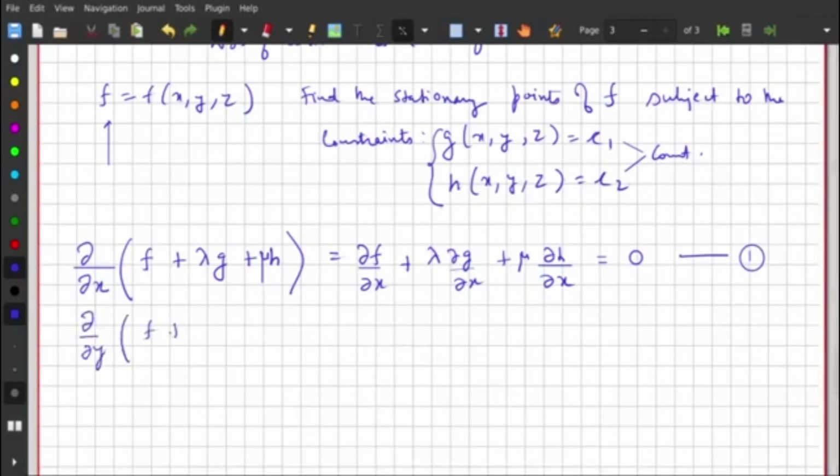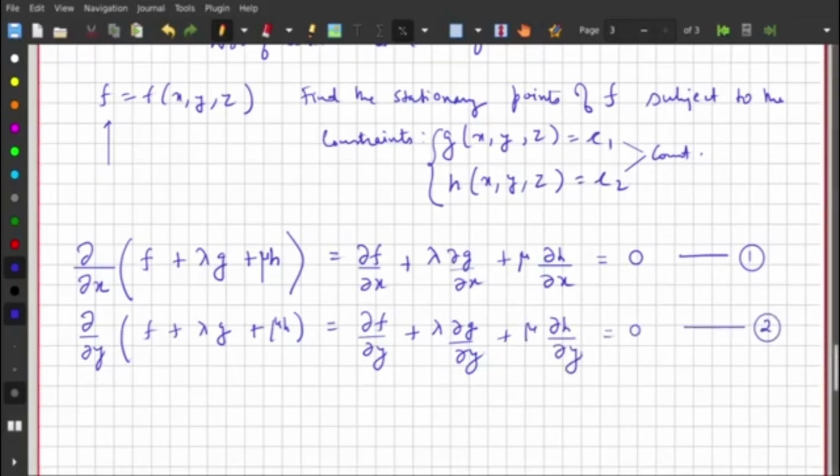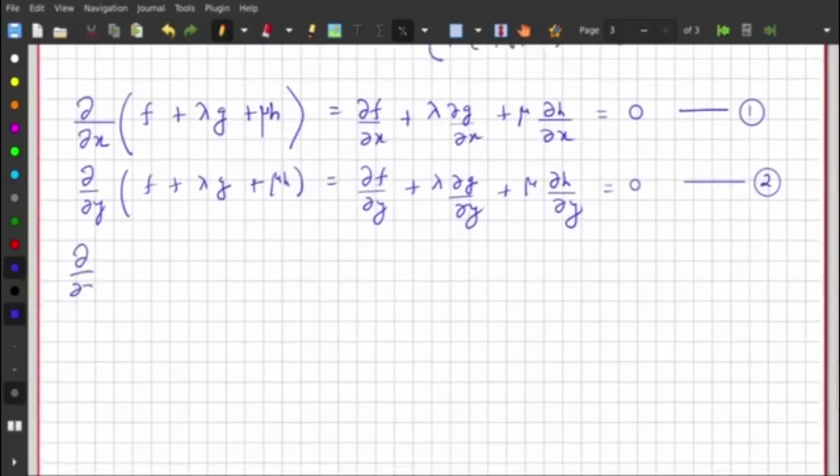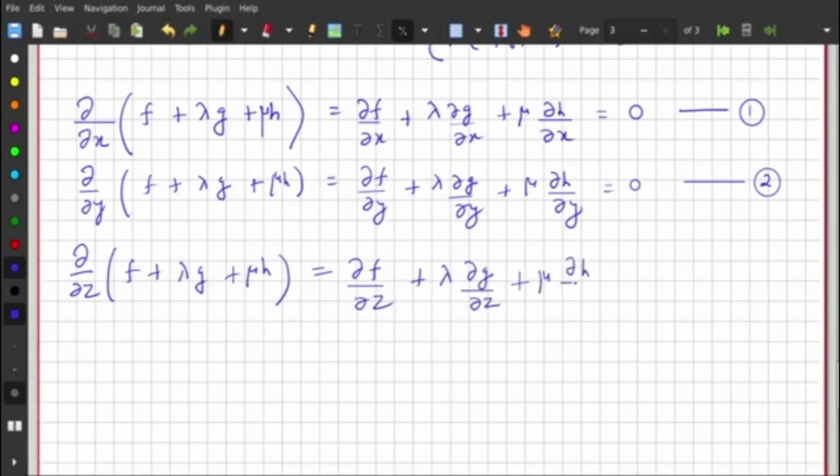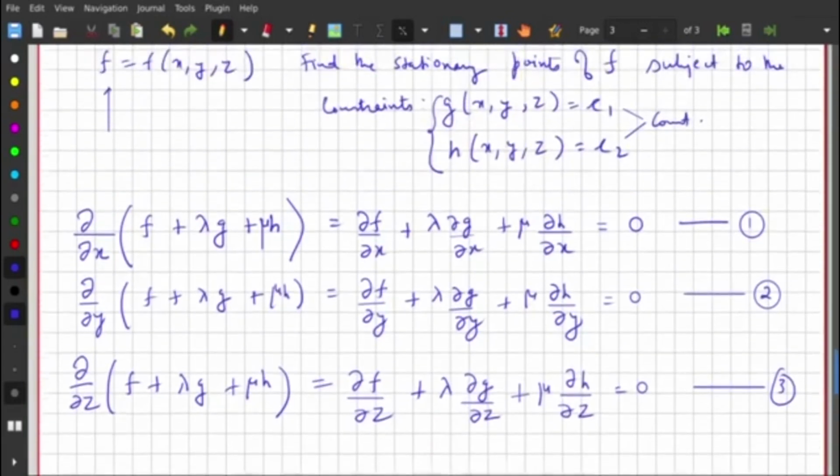The partial with respect to y of f plus lambda g plus mu h becomes partial f partial y plus lambda partial g partial y plus mu partial h partial y, and that is equal to 0. That's equation 2. Similarly for the third dimension, the partial with respect to z of f plus lambda g plus mu h is partial f partial z plus lambda partial g partial z plus mu partial h partial z, equal to 0. So these are the three equations that we got.